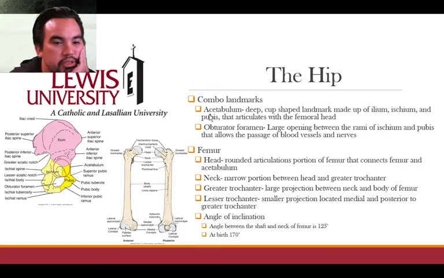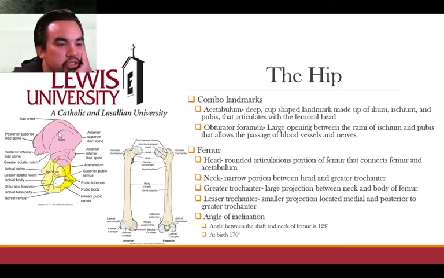Our landmarks, we have the acetabulum. That's the deep red circle that is created, and it's made of the ilium, the ischium, and the pubis, and it's what articulates with the femoral head.